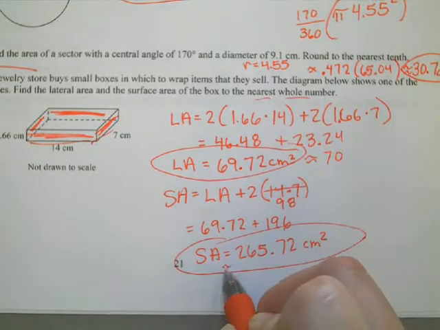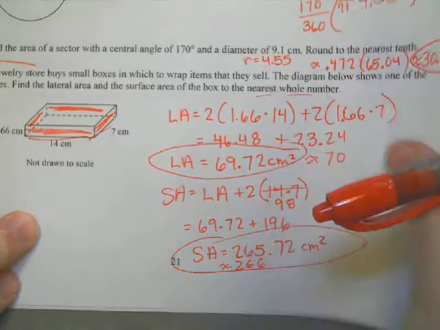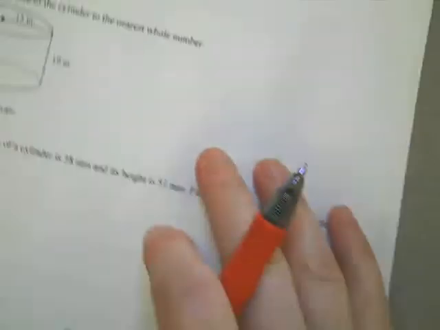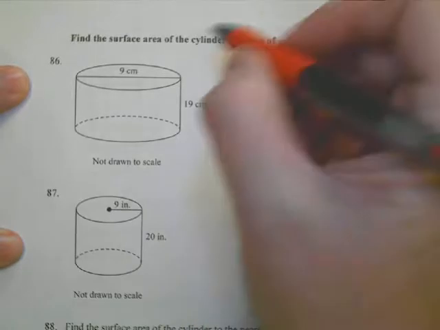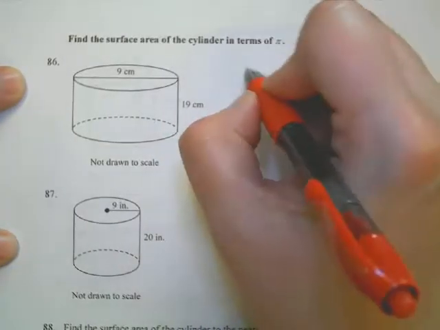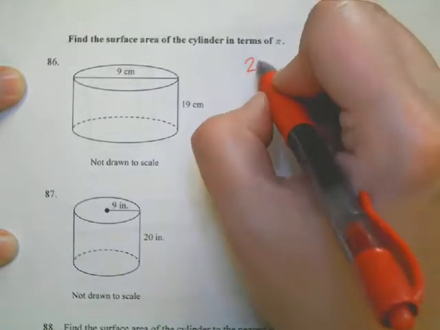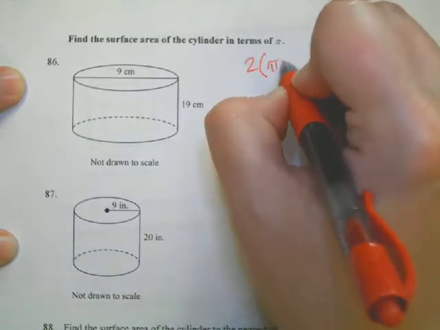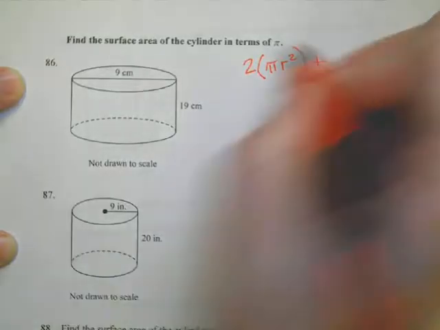Alright, so looking at 86. We have 86 and 87, surface area of cylinders. Surface area is just the area of the surfaces that you can touch. For the surface area of cylinders, we have the top and the bottom, which are both circles, so we have 2 times pi r squared. That takes care of our top and our bottom. And then we have the wraparound. This is like a soup can label. When you peel off that soup can label, the length of that rectangle is the circumference of the circular top and bottom.